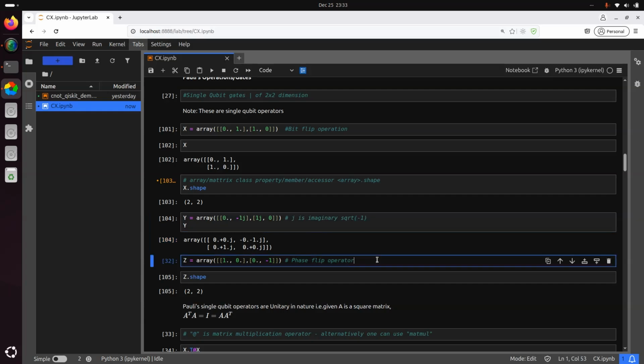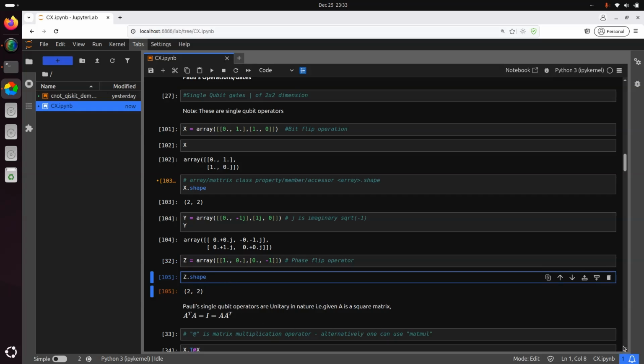And now the Z gate or Z operator. This is also called a phase flip operator. This is unlike bit flip. This does the phase, and there is no equivalent of a phase operator in the digital computer or digital world. And the shape of the Z operator is 2x2.